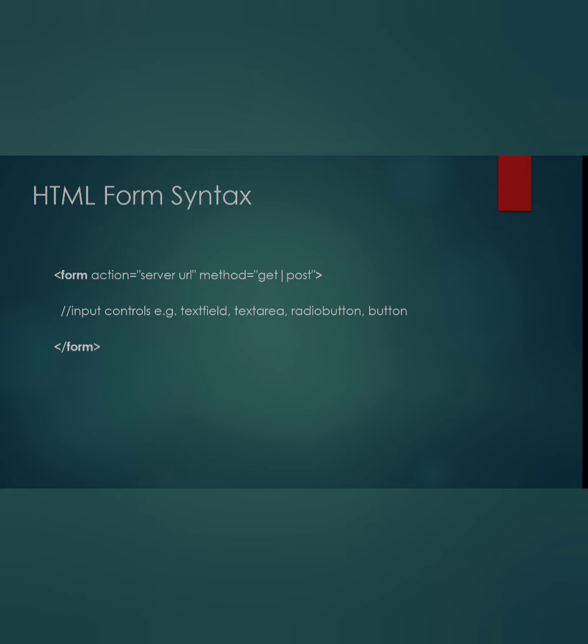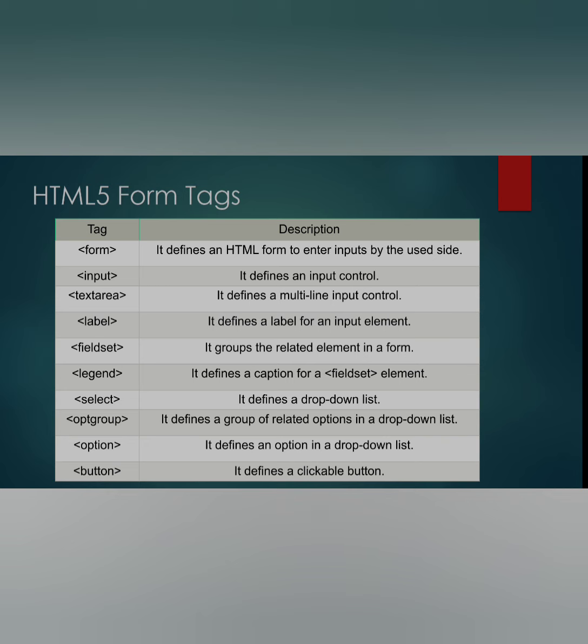In input buttons we are going to put a text field, text area, radio button, command button. All these types of forms should be used. This is the form tag. Form, it defines an HTML form to enter inputs by the user side. Input, it defines an input control. Text area, it defines a multi-line input control.